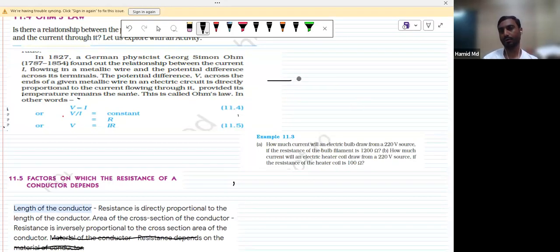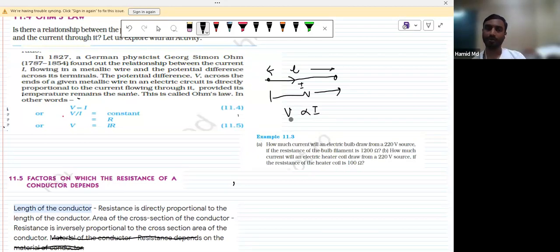Suppose this is a metallic wire of length L, and it is maintained at a potential difference V. A current I is flowing. So what will be the relation? The potential drop will be directly proportional to the current. Is the font size readable to you? Okay, so V is directly proportional to I.